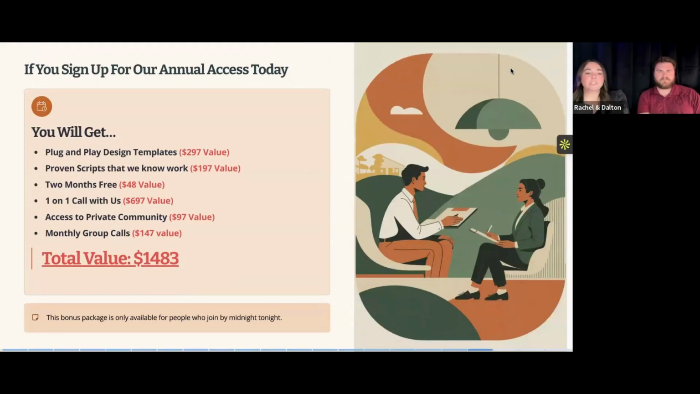Okay, so we want to give you guys a special offer. So we'll take you through what's included. You will get the plug and play design templates, proven scripts that we know work, and you actually get 2 months free. You'll get a one-on-one call with us, and we will help you map out your attack strategy, help you narrow down your neighborhoods, find the routes to mail to, and really get you a plan together where you can hit the ground running and get this card filled and start rolling on this. And then of course that comes with access to the private community and our monthly group calls.